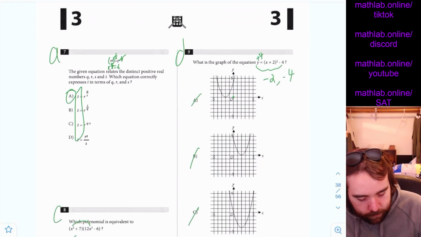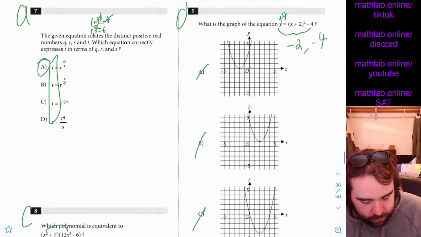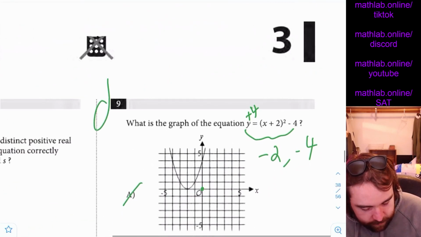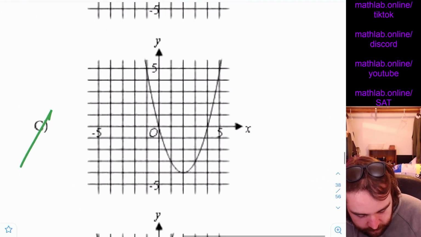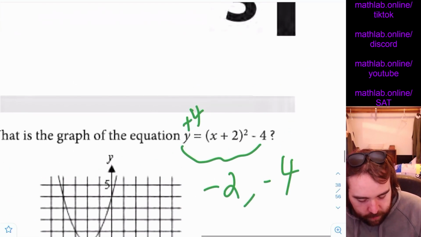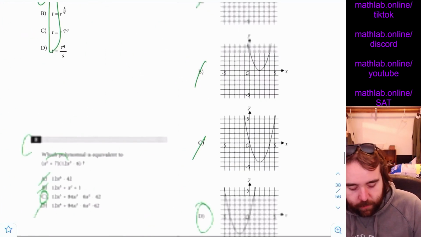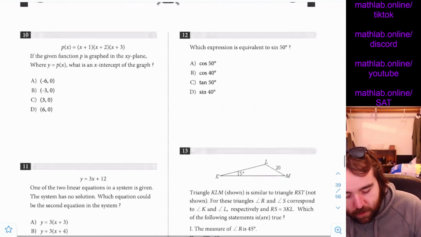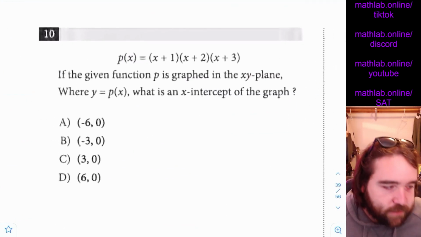You could probably plug in values, too. Like what? That goes through 0, 0. Oh, that goes through 0, 0. That makes sense. It should go through 0, 0. So the first one doesn't do that. That one doesn't do that. That one does it. But then when we plug in 2, what should we get? When we plug in 2, we should get 16 minus 4. We should get 12. We should get a big number, which is what D does. Okay. It's nice to have like multiple ways to confirm that you got your answer right.